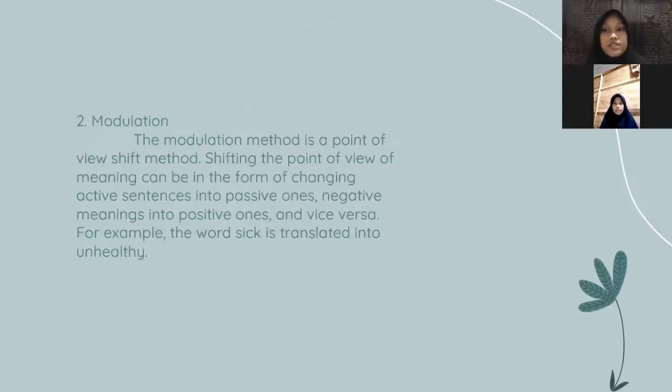The second is modulation. The modulation method is a point of view shift method. Shifting the point of view of meaning can be in the form of changing active sentences into passive ones, negative meanings into positive ones, and vice versa. For example, the word sick is translated into unhealthy.